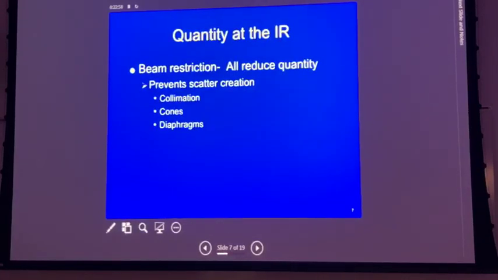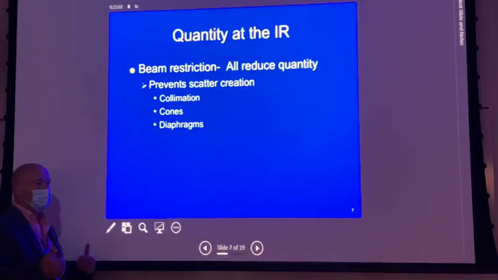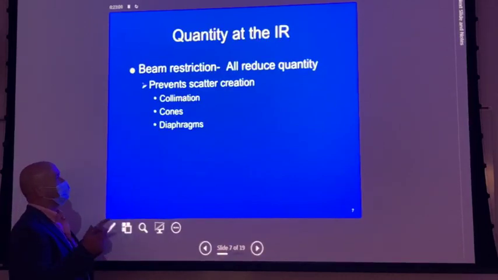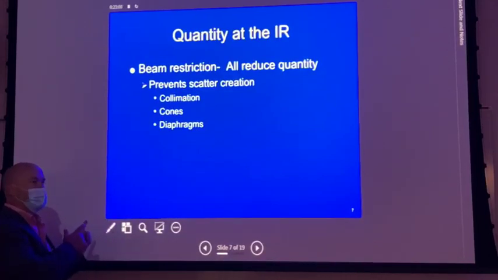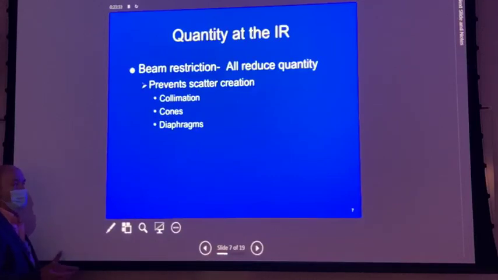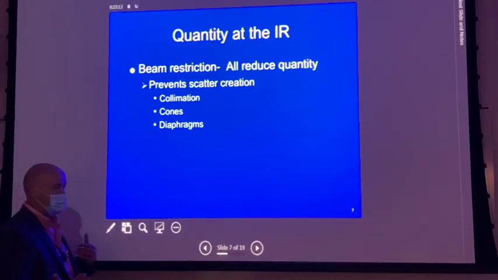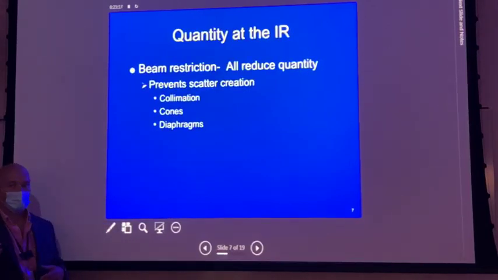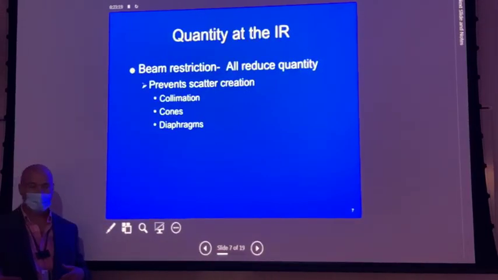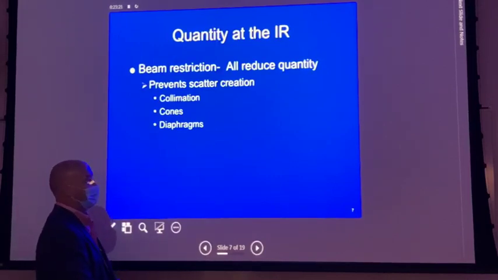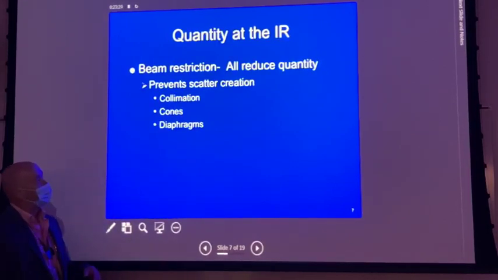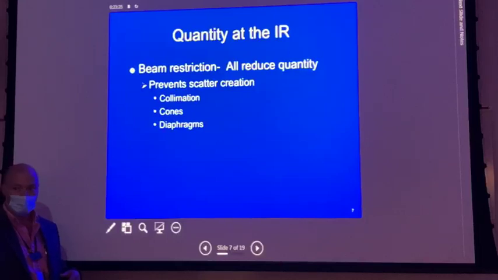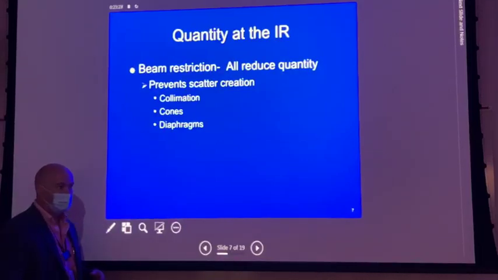So beam restriction, we talked about that. Beam restriction reduces quantity by reducing the creation of scatter radiation. All right, so the stated and original purpose for collimation is to protect the patient, patient protection. It's beam restriction. But secondarily, what we get is a reduction in the scatter radiation that we create.